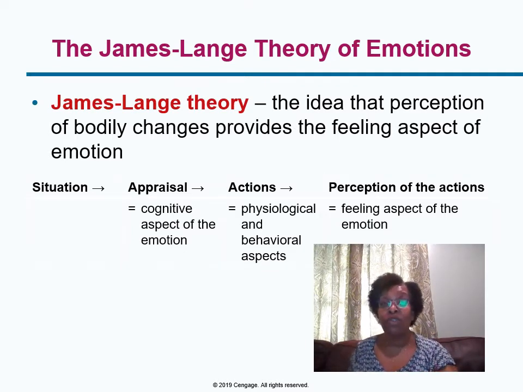He said, first, you need to appraise your situation. If it's a caged bear, for example, at a circus, you're not going to run. You're going to look at it and go, ooh and ah. But if it appears dangerous, you just might run. Your appraisal of the situation will be the cognitive aspect of the emotion. So your perception of your reaction is going to be what you feel as the emotion itself.